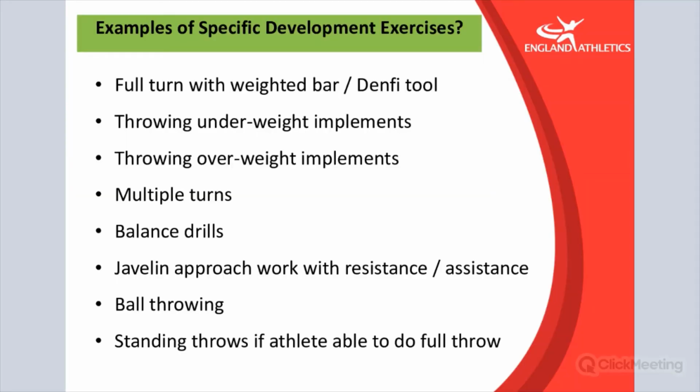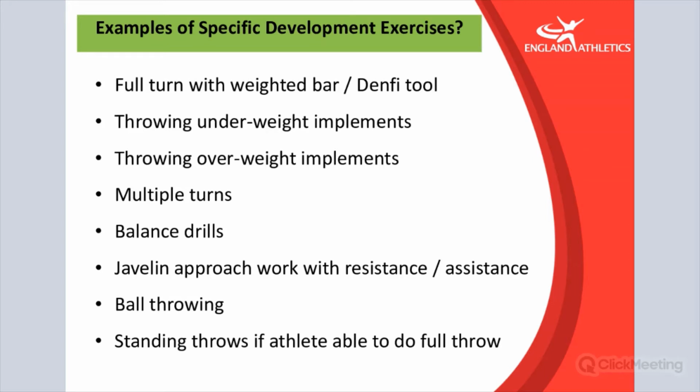Some examples of throwing exercises you might do: a full turn with a weighted bar or a Denfrey tool if it's discus, and throwing underweight implements. Hammer throwers are usually very good at this, throwing underweight and overweight implements. Similarly, hammer throwers throw off a short wire and a long wire to get different sensations and the generation of speed and the acceleration that's required to throw something a long way.